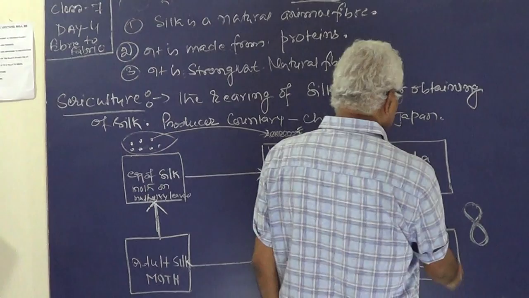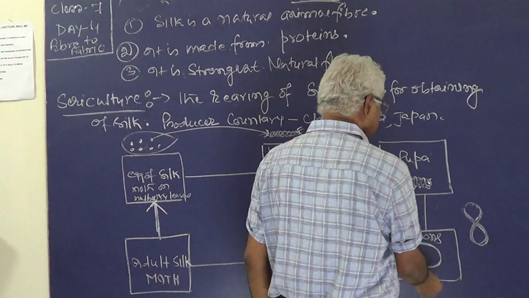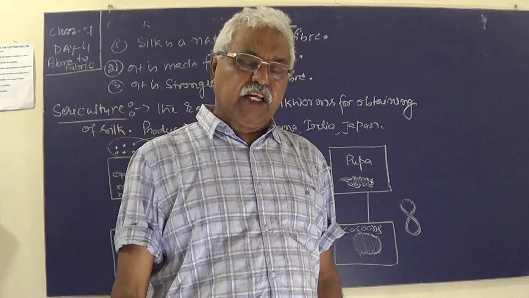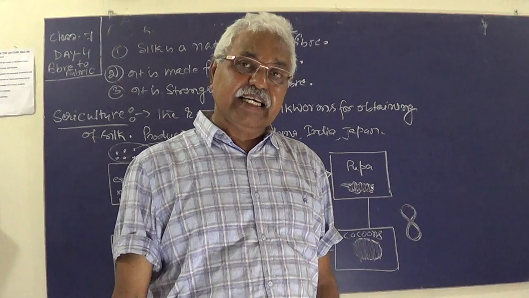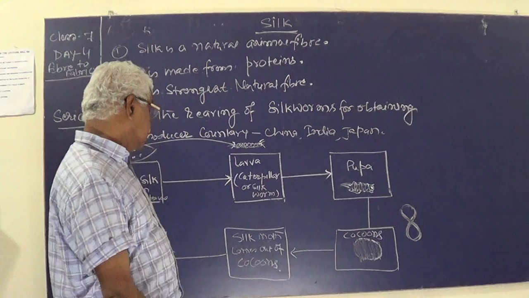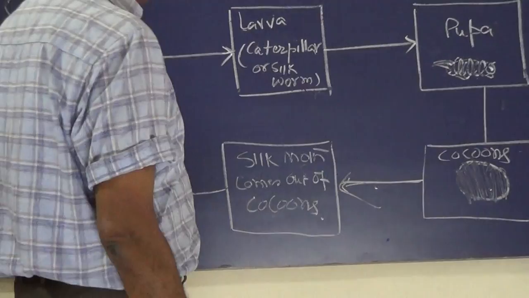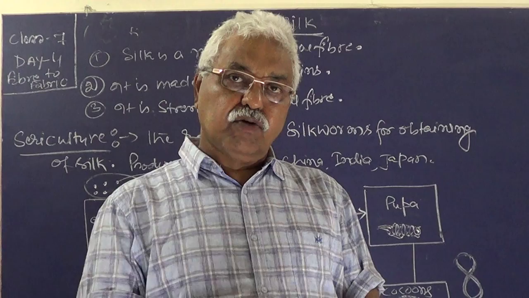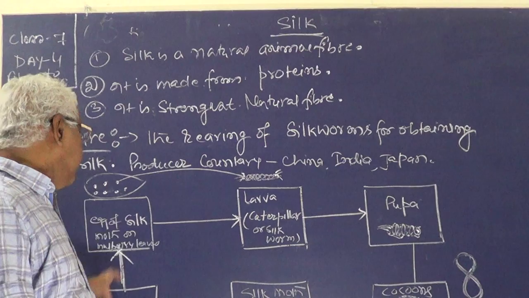And they make cocoons. This is like this. The pupa secretes the proteins which get dried off by swinging its head in the English letter 8 pattern, and forms cocoons. Later on, from the cocoons, the silk moth comes out. The cocoon is taken for processing purposes. A silk moth again becomes an adult silk moth and lays eggs, larva, and this is the process.